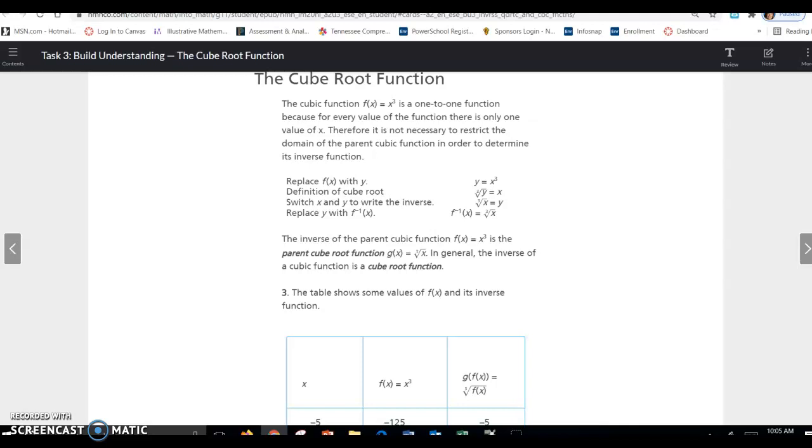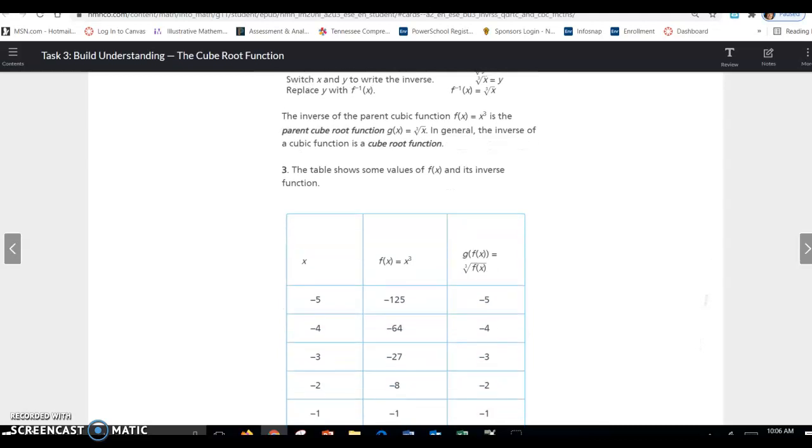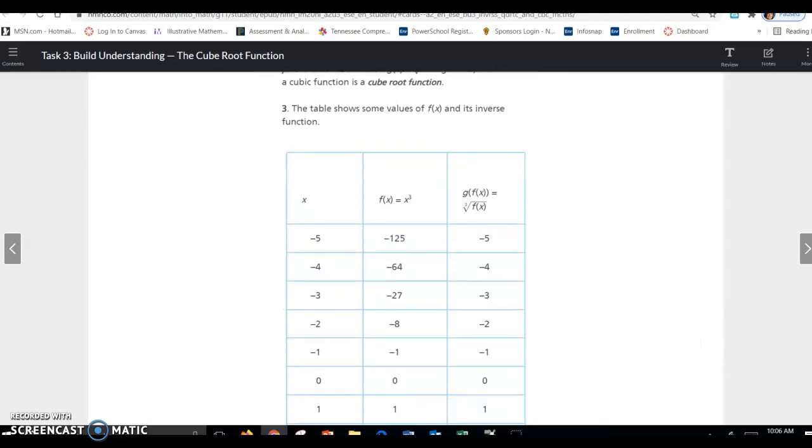function. Replace f of x with y, define the cube root, and then switch x and y and write the inverse. Replace y with f inverse of x. The inverse of the parent cubic function f of x equals x cubed is the parent cube root function g of x equals the cube root of x. In general, the inverse of the cubic function is a cube root function. The table shows some values of f of x and its inverse function.